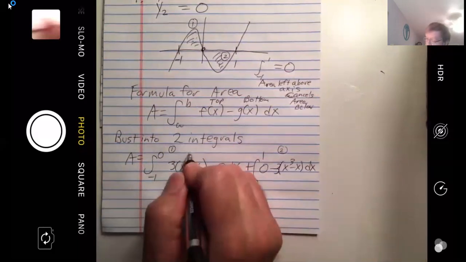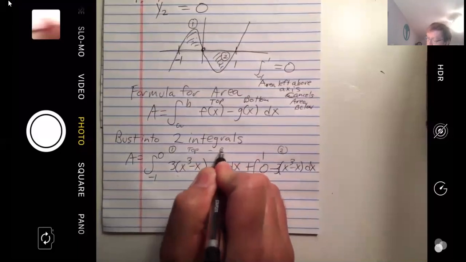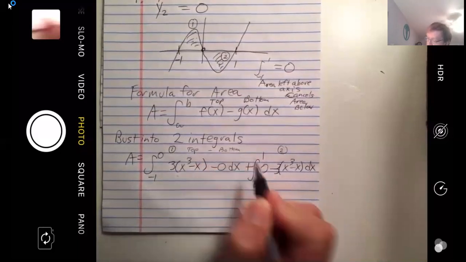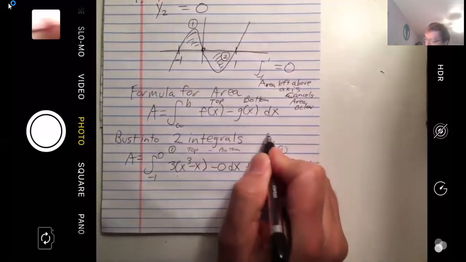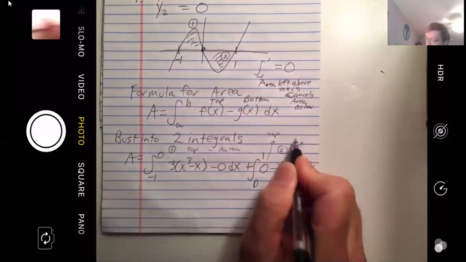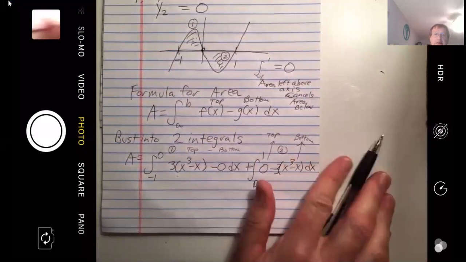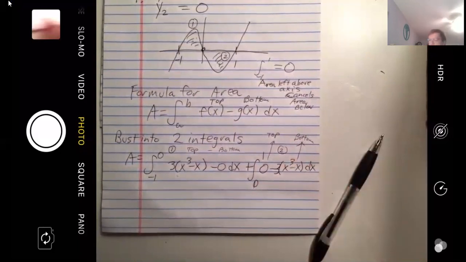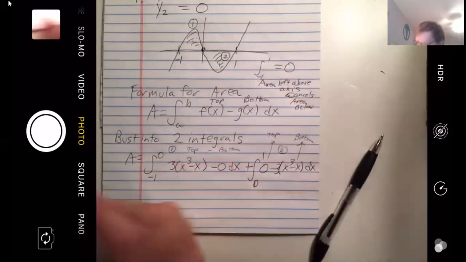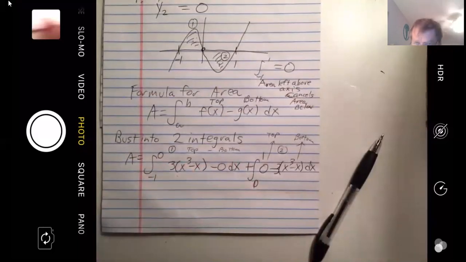In both cases, I'm playing top minus bottom. Then switching here, this is top and this is bottom. That's why I picked this one, because a lot of people don't figure this out. They'll just run the whole thing and wait a minute, I'm getting 0. And the answer isn't 0.